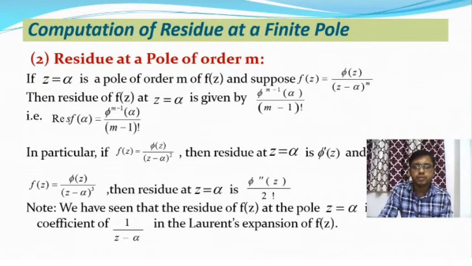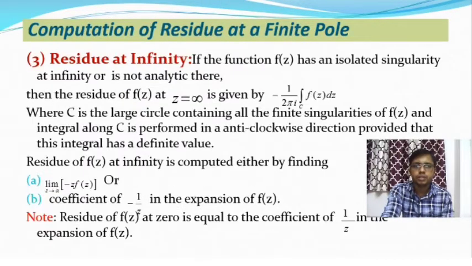Okay, and we have seen that in a residue theorem, the residue of f of z at a pole z is equal to alpha is actually the coefficient of 1 by z minus alpha, and I have already talked about this in the previous slide. The coefficient of 1 by z minus alpha is called the residue in the Laurent series of the function f of z. After that we are going to talk about the residue at infinity.